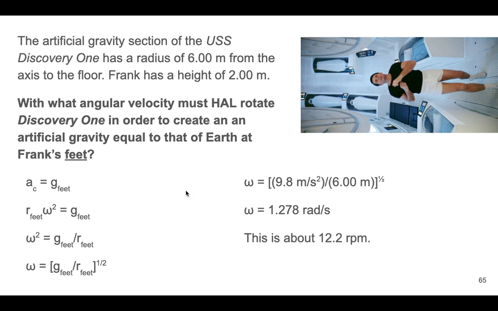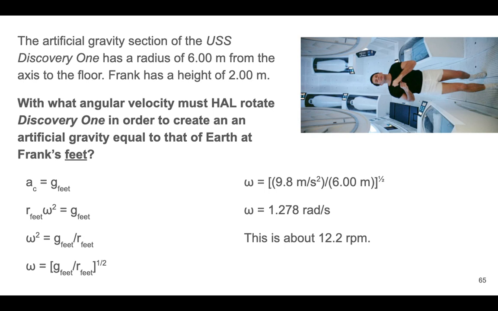So you plug in the numbers, you get 1.278 radians per second, which ends up being about 12.2 revolutions per minute. So about a third as quickly as a vinyl record player turns around if you're listening to an LP. So look at that. Hopefully that makes sense.